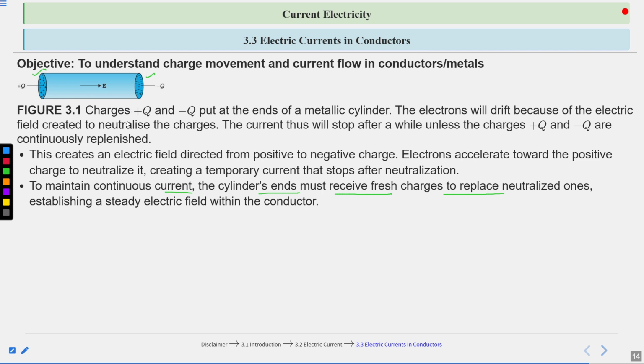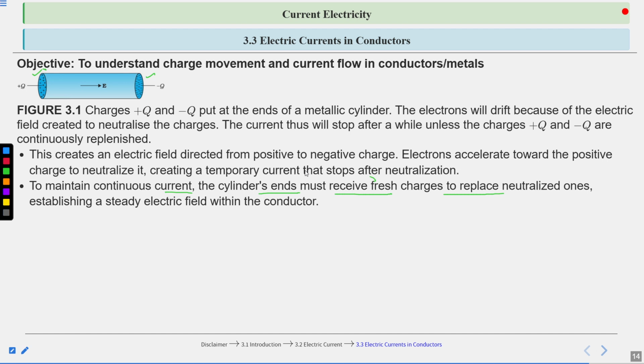Okay, the same mechanism is happening in the cell. What is the mechanism of a cell? Chemical reactions are going on, and there is continuous accumulation of charges across the terminals. Okay, positive charges accumulate on one terminal, negative charges accumulate on another terminal. Due to this chemical reaction, there is continuous accumulation of charges. So both the ends of the cell will receive fresh charges after neutralization of the previous ones. So this potential difference is maintained for a cell, and this is constant.